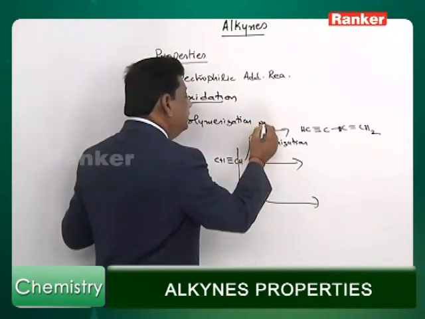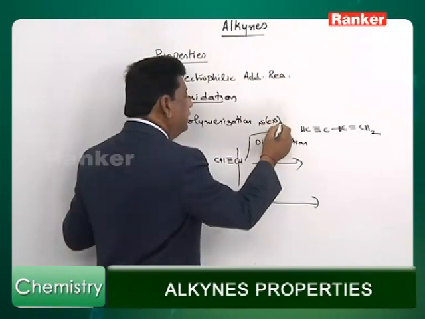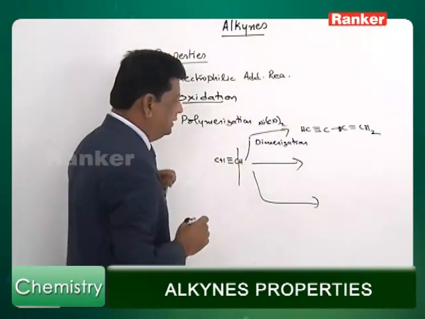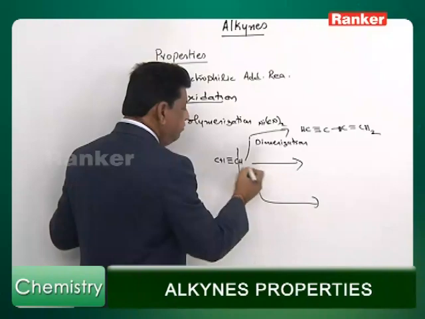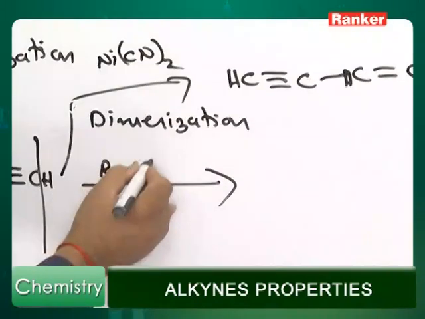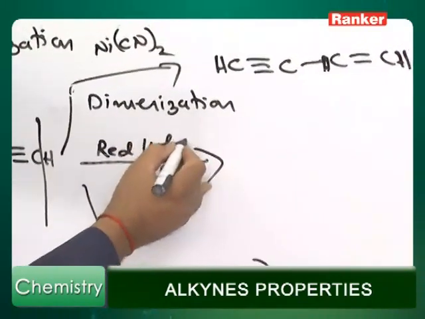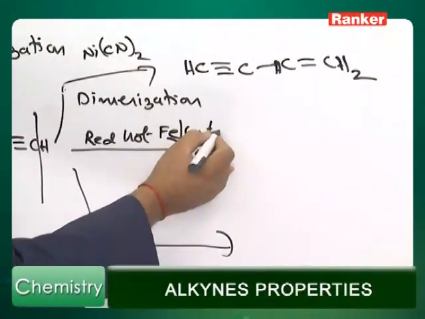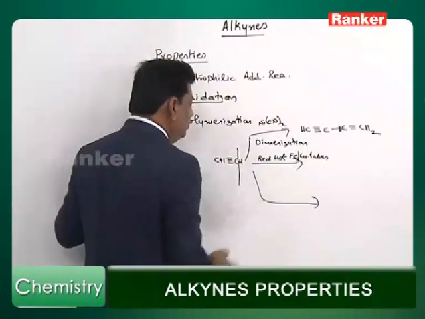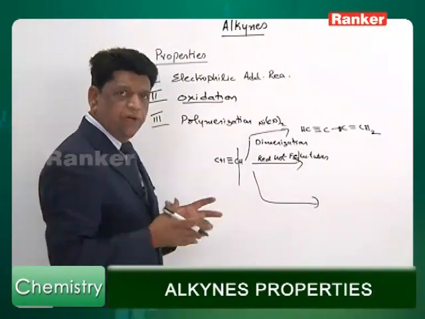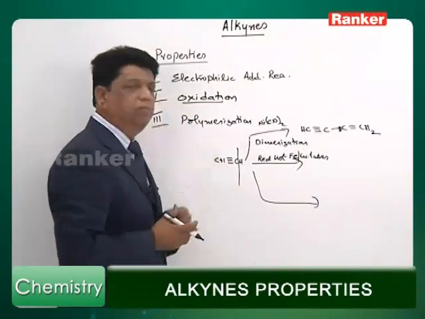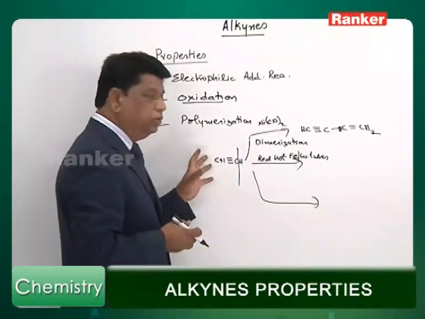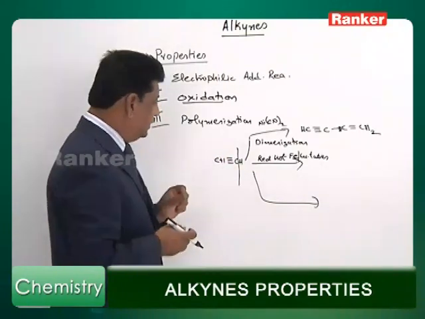This can be done with nickel cyanide. When you add nickel cyanide, it undergoes dimerization. Instead, if you pass it through red hot copper or iron tubes, when you heat it, actually it catches fire. With that fire, metals will melt. So, therefore, let us not allow it to undergo a combustion reaction.